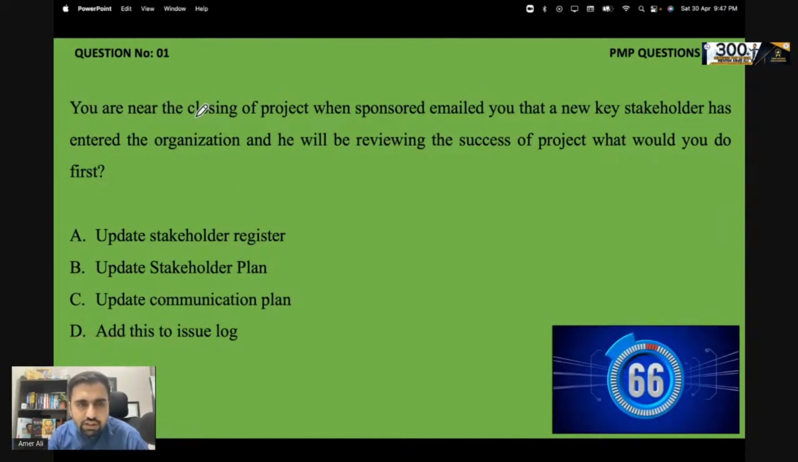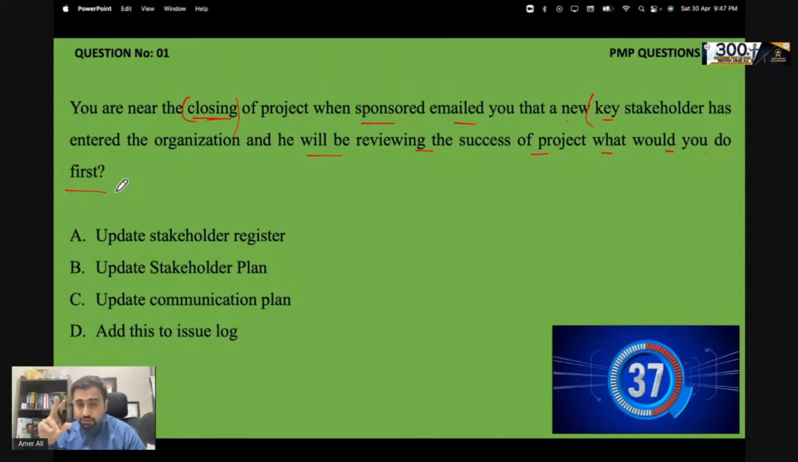You are near the closing of the project when the sponsor emails you that a new key, important stakeholder has entered the organization, and he will be reviewing the success of the project. What would you do first? The question clearly asks, what would you do first? That is an important thing to master.